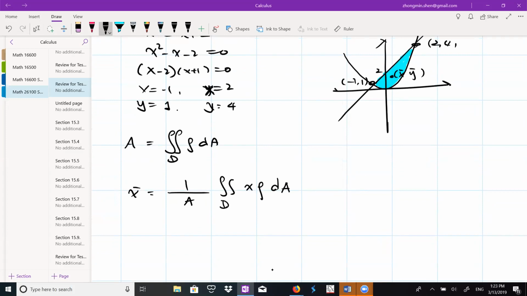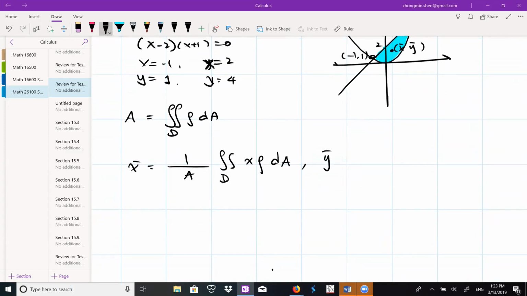Okay, right? And the y bar is going to be the double integral of y rho dA. Okay. Then you just evaluate these two integrals.